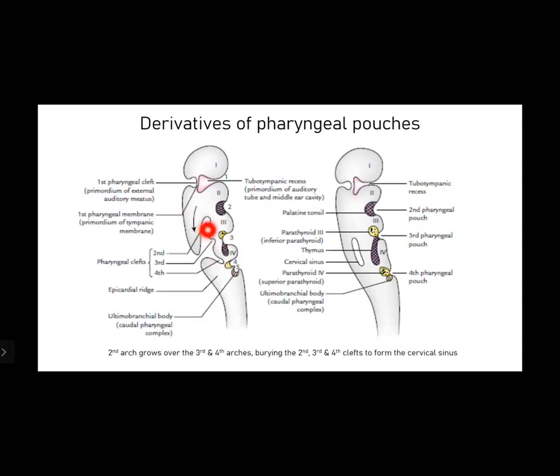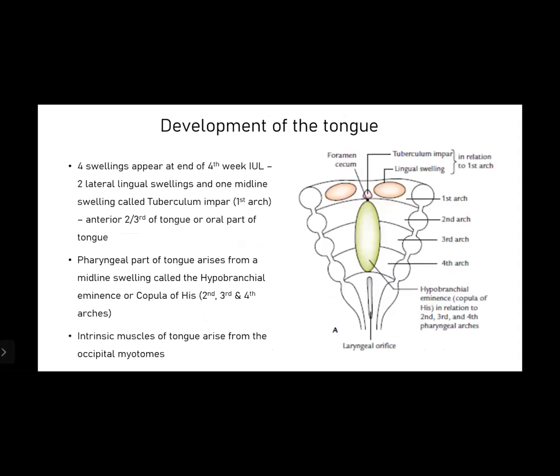And this forms what is referred to as the cervical sinus. Okay, you can see the cervical sinus there. On the inside you have the tubotympanic recess from the first pouch. The second pharyngeal pouch gives rise to the palatine tonsils, and the third gives rise to the inferior parathyroids and the thymus, and the fourth pouch will give rise to the superior parathyroid and the ultimobranchial body, which is not really so important.